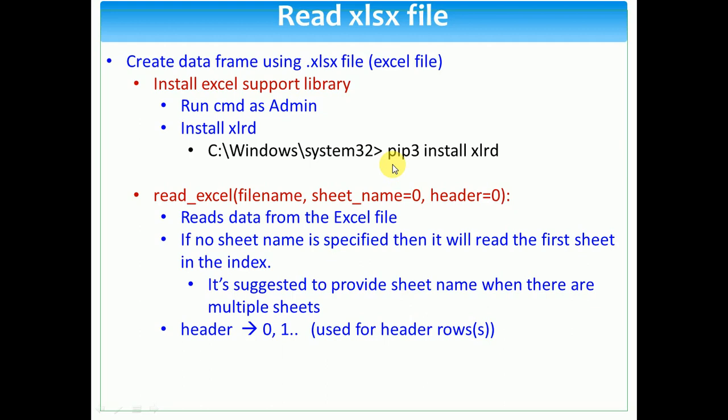Then there is another parameter called header. By default it is 0. It needs to be given as an integer. If you give 0 or 1, then header 0 means row 1, header 1 means row 2, and so on. So it is used for header rows.